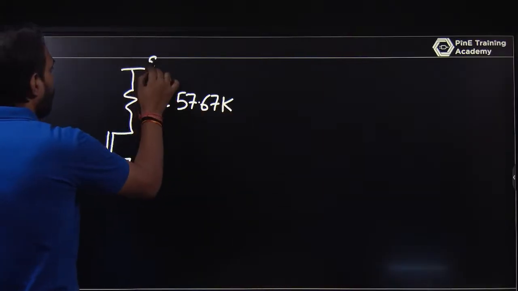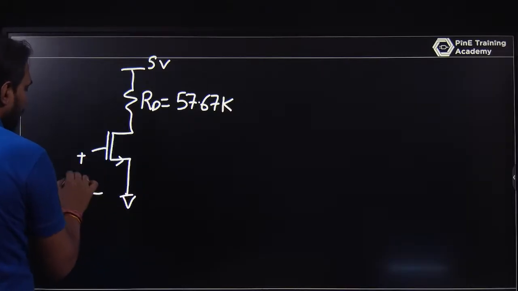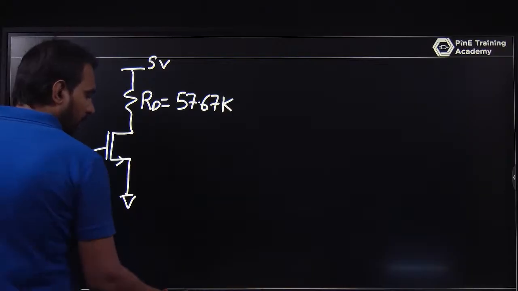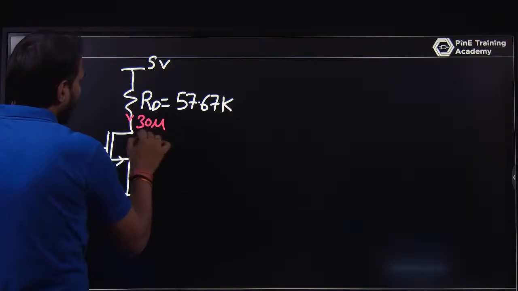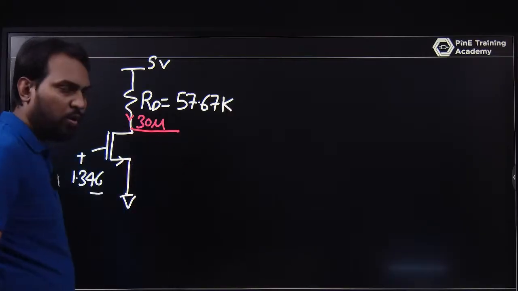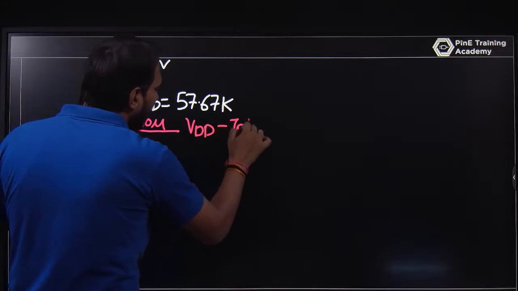And you have a voltage of 5 volt. I am just assuming that the voltage is 1.346 and the current is 30 microampere. So what is the Vout? Vout is equal to VDD minus IDRD. That is a large signal model.